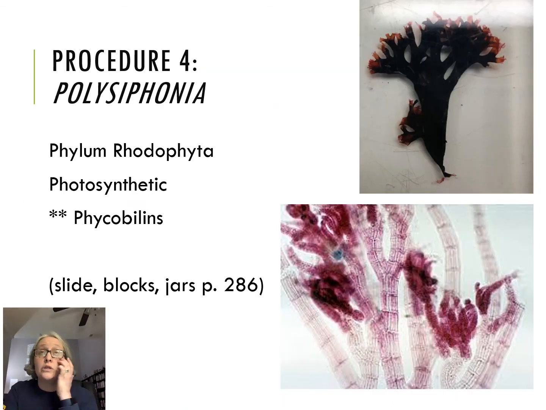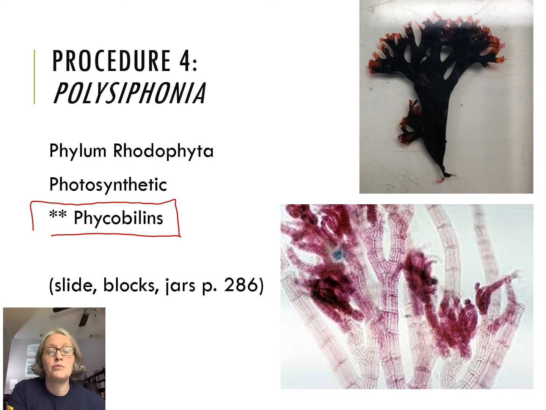For the 4th procedure, you're going to look at Polysiphonia. It belongs to phylum Rhodophyta. This is another photosynthetic protist. The red algae, or things that belong to phylum Rhodophyta, are red in color often. They are red because they contain a component called phycobilin. This is a pigment that gives them their red color.